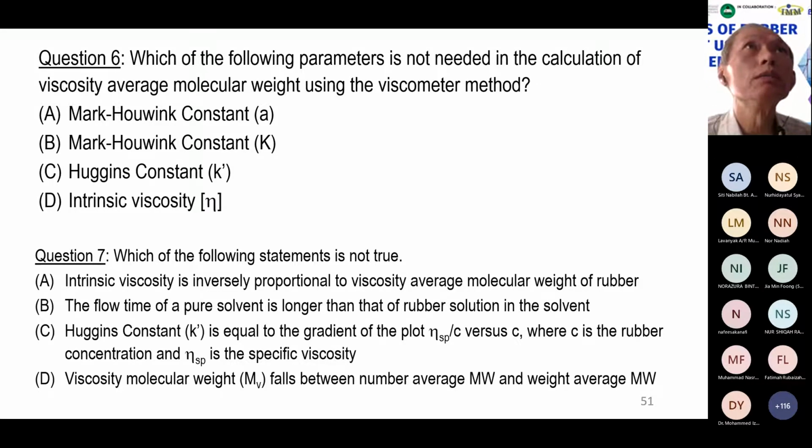Which of the following statements is not true? I think there is some problem with the question. It should be: which of the following statements is true?